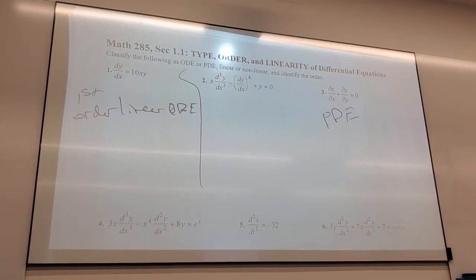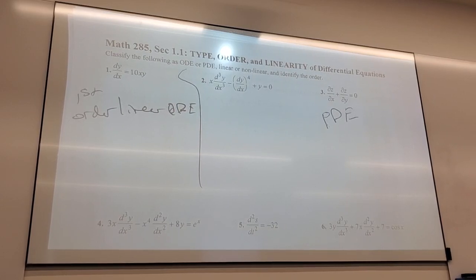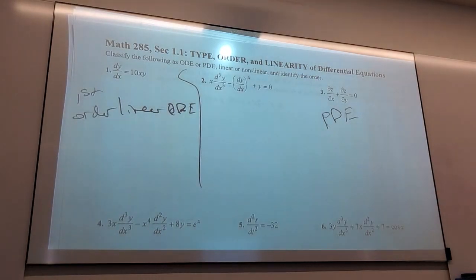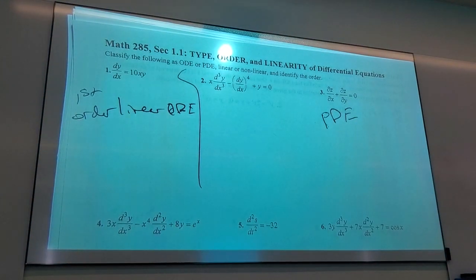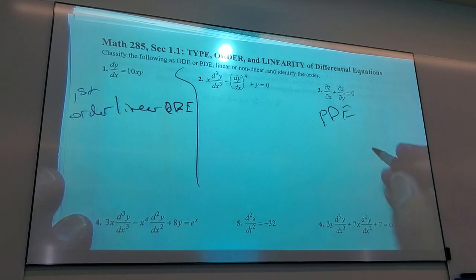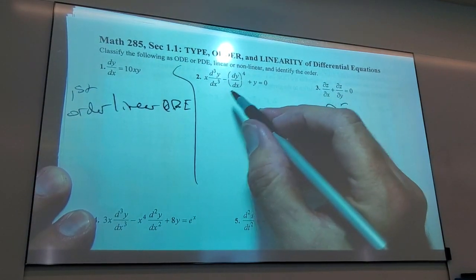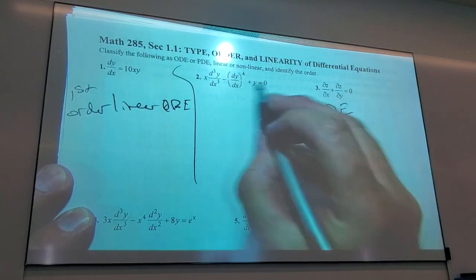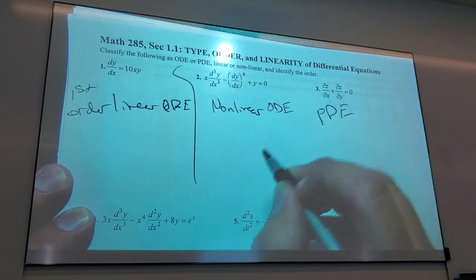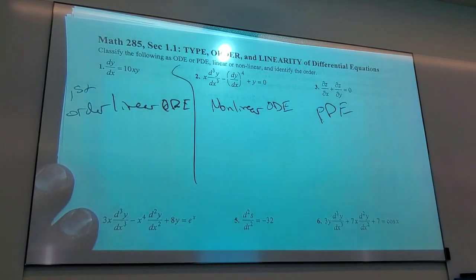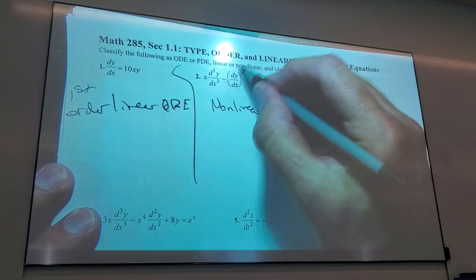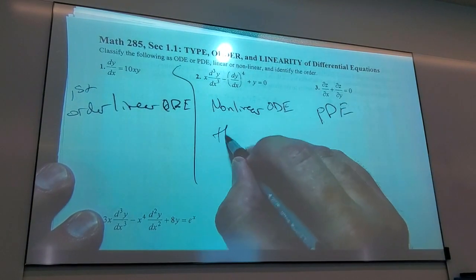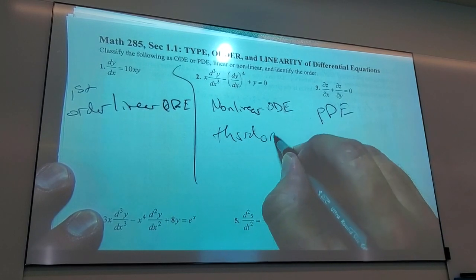What about number 2? Let's see what happens. Okay, that's better. The second one, so it's an ODE. Is it linear? No. Non-linear. And what's the order? Third. Yeah, good. It's not fourth order, it's third order, because the most derivatives I'm taking is 3. So this is a third order, non-linear ODE.